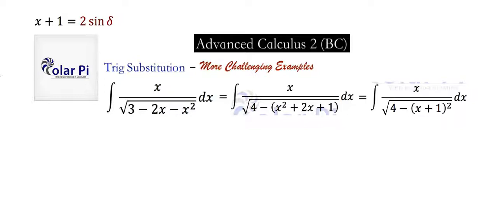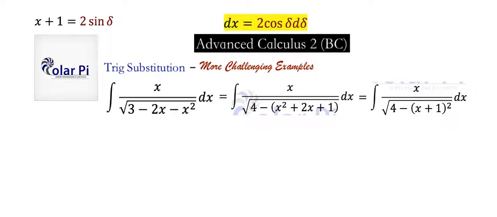Notice we could have also made x plus 1 equal to 2 cosine delta, just as effective, but we've been using sine when we get a quantity inside the square root that's something minus something, so let's continue that trend. But my point is that you could swap the sine here to cosine, and it would work just as well moving forward. All right.